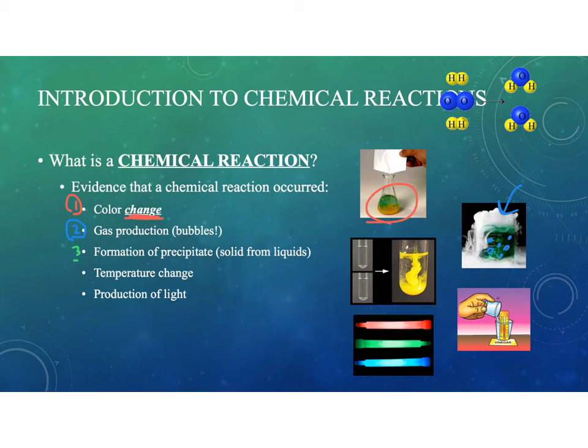Number 3 is the formation of a precipitate. That might be a new vocab word for you. A precipitate is a solid that forms from liquids. So here in this example, we've got 2 clear substances, and when you mix them together, boom. Not only do we have a color change, a change to yellow, but you can see that it's a different consistency. It's cloudy, and that is the solid that's coming from the reaction of those 2 liquids.